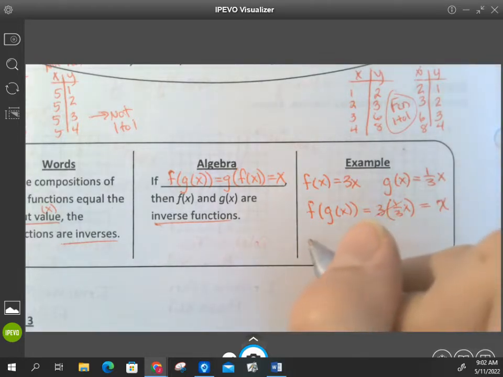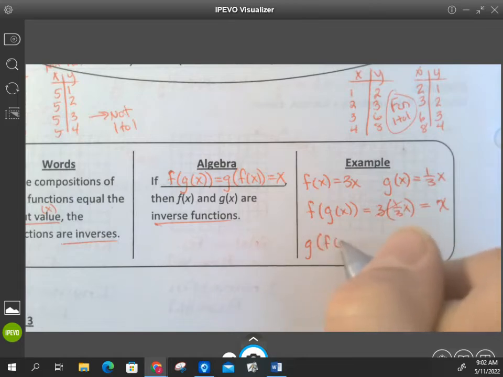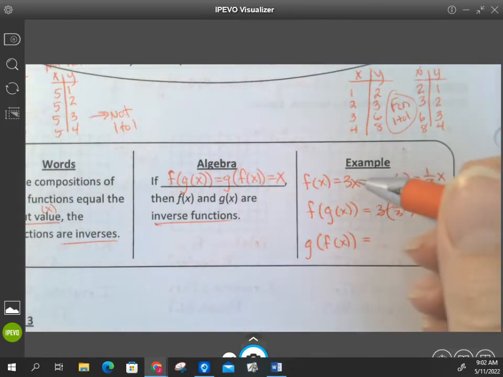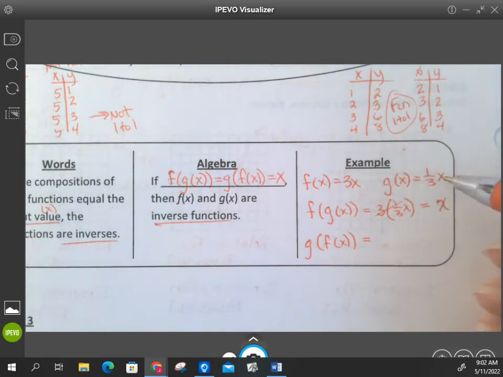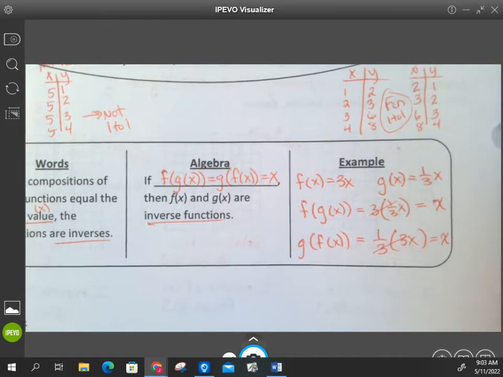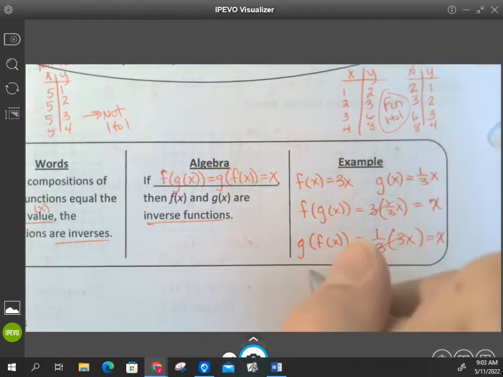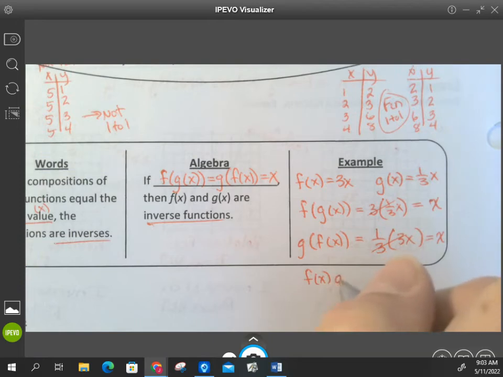Now flip-flop it, reverse your composition, and this time I'm taking 3x and stuffing it in g of x. And g of x is 1/3 times x, which is 3x. And that 1/3 and 3 cancel and I get out just x. So this is an example where f of x and g of x are inverses.